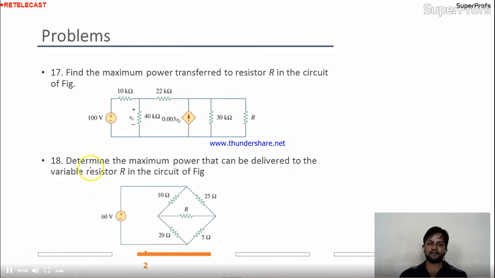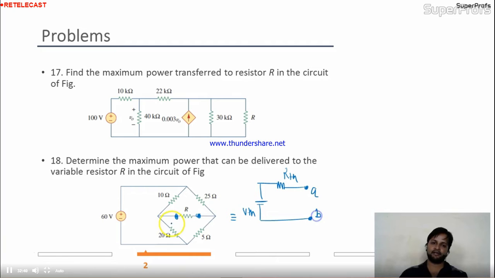In the next one they are saying, determine the maximum power that can be delivered to the variable resistor R in the circuit. Where is the variable resistor? Over here. Okay. So can we calculate VTH and RTH for this circuit? Yes, I can calculate. I'll open this, yes, I opened this like this. First I'll calculate the RTH. You have to calculate VTH and RTH because you have to reduce this circuit in the form of a single source and single resistive element.